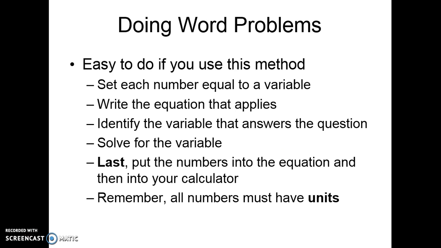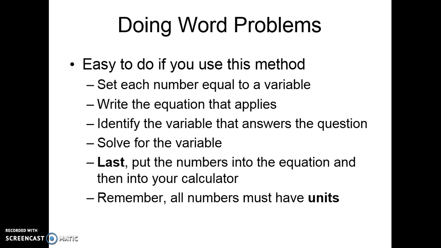We're going to be doing word problems, and word problems are easy if you follow a method that helps you sort through the information. First, take each number and set it equal to a variable. Write it as an equal statement underneath the problem. Then you write the equation that applies. Here we're doing gas laws, so it's going to be P1 times V1 over T1 equals P2 times V2 over T2.